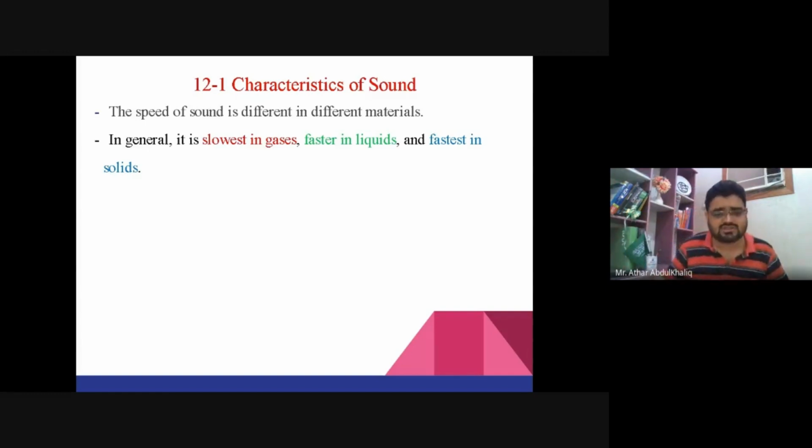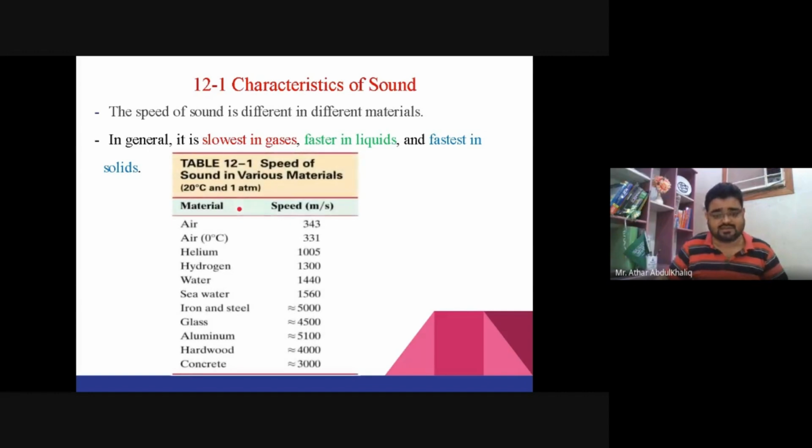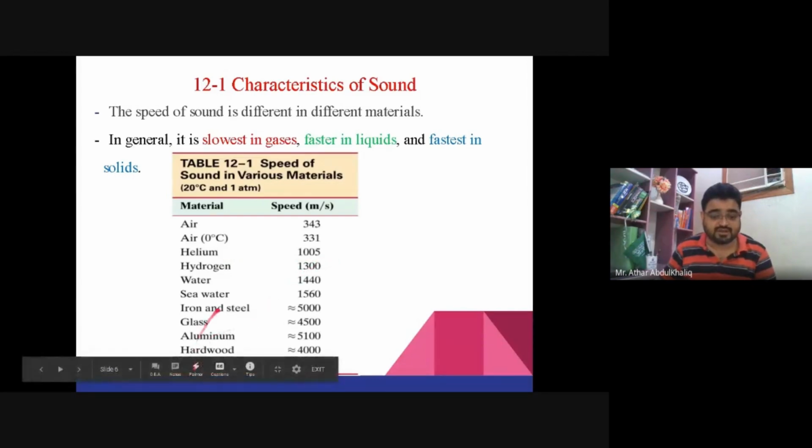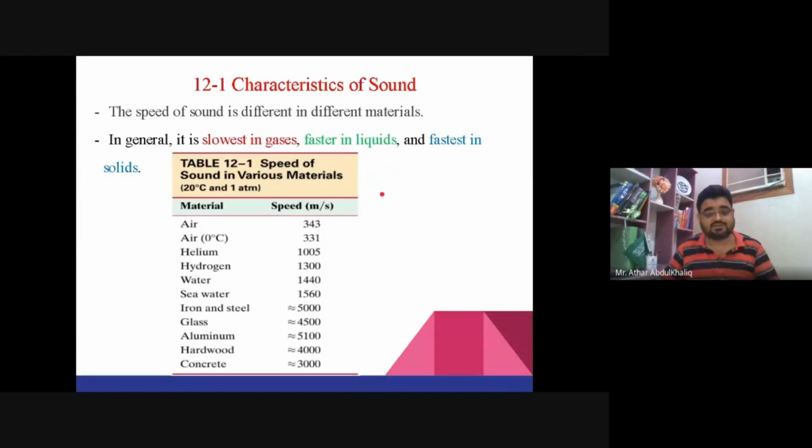We can also see this in a practical table that you can see on your screen in the PowerPoint. It's Table 12.1. You can see the speed of sound in air is 343 meters per second at 20 degrees Celsius, but at 0 degrees it is 331. It means that temperature also affects the speed of sound. In helium it is 1005. But if you go down to the bottom, you can see in concrete it's approximately 3000 meters per second.